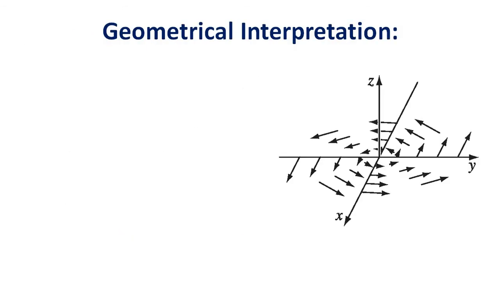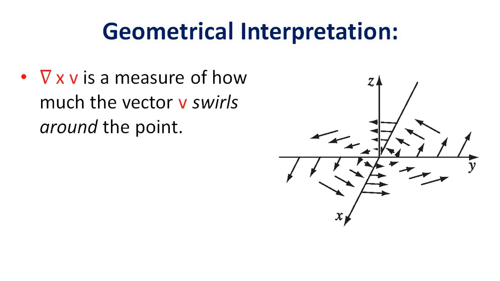Geometrical interpretation of curl is a representation of curl. We can see x, y and z direction. By using the right hand rule, you will get easily the direction of cross product as the positive z direction. Now del cross v is a measure of how much the vector v swirls around the point.